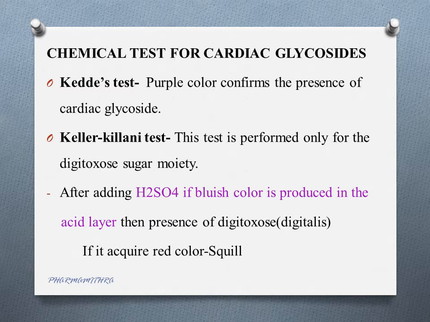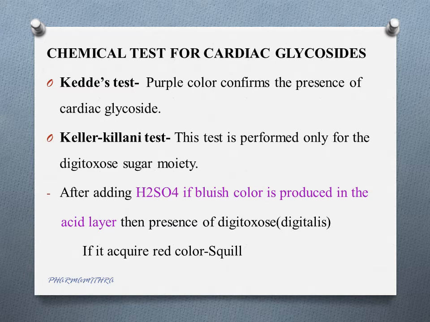Next is the chemical test for the cardiac glycoside. This is also asked. The important one is the Keller-Kiliani test. The Legal's test is also done. It gives a purple color which confirms the presence of cardiac glycoside, whereas in the Keller-Kiliani test we can find out only those having a digitoxose sugar moiety. I am just telling the procedure.